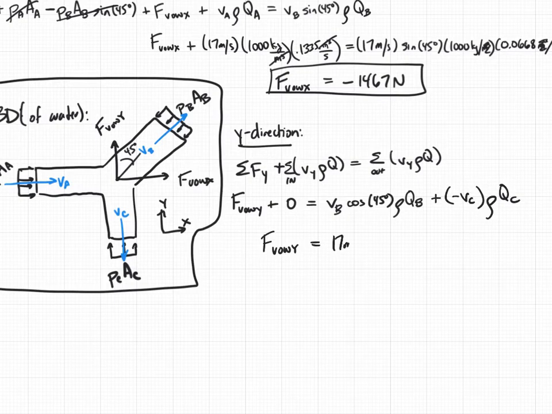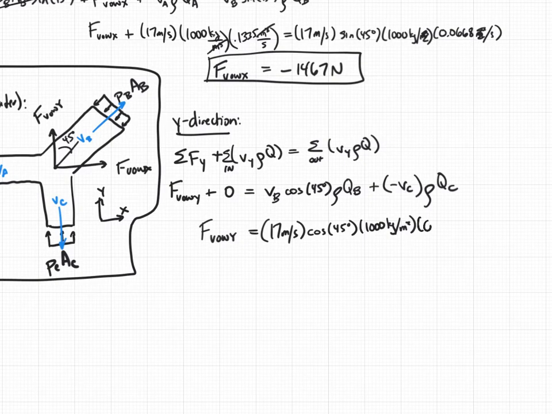going to be 17 meters per second, cosine of 45. Rho, again, is 1,000 kilograms per cubic meter. And QB, what was QB? 0.0668, I believe. 0.0668 cubic meters per second. The cubic meters are going to cancel. Get kilograms meters per second squared. What we're looking for. And something just glitched on my computer.